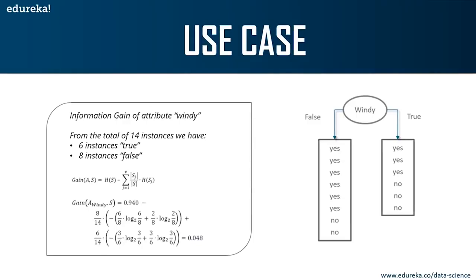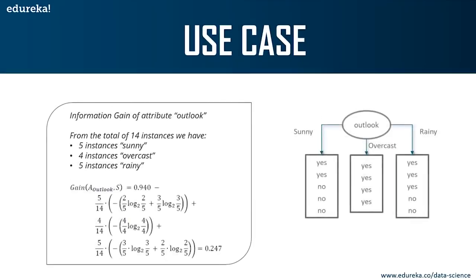So let's calculate the information gain of attribute outlook. From the total of 14 instances, we have 5 instances which say sunny, 4 instances which are overcast, and 5 instances which are rainy. For sunny, we have 3 yeses and 2 no's. For overcast, we have all the 4 as yes. For rainy, we have 3 yes and 2 no's. So when you calculate the information gain of the outlook variable, you'll get a value of 0.247. Now compare this to the information gain of the windy attribute. This value is actually pretty good, right? We have 0.247, which is a pretty good value for information gain.